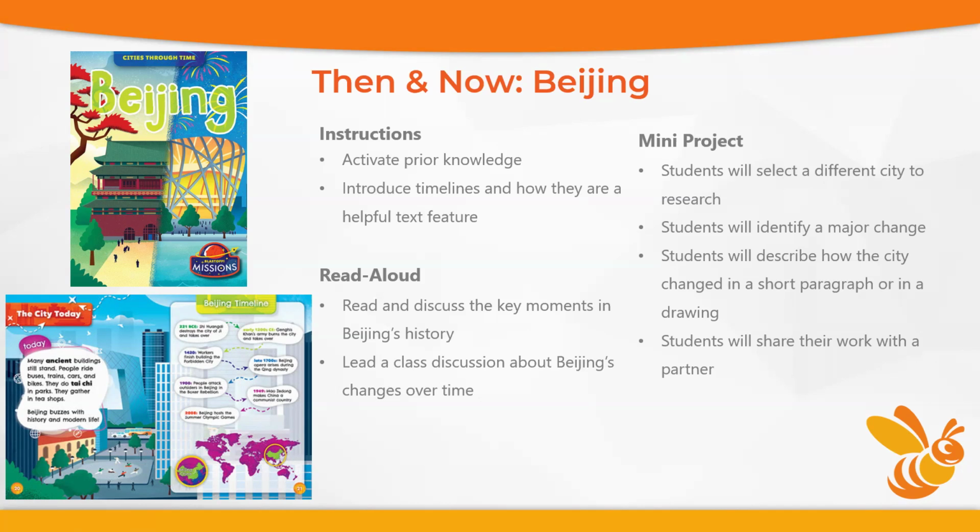They can work individually or with a partner. They'll identify a major change, perhaps a new landmark, population growth, or environmental shift. They will then write either a short paragraph describing the change or create a drawing that illustrates it. Finally, students will share their work. This lesson not only strengthens reading comprehension, but also encourages students to think critically about history, geography, and urban development, all through engaging nonfiction texts.